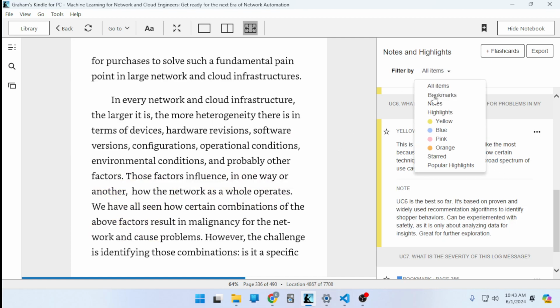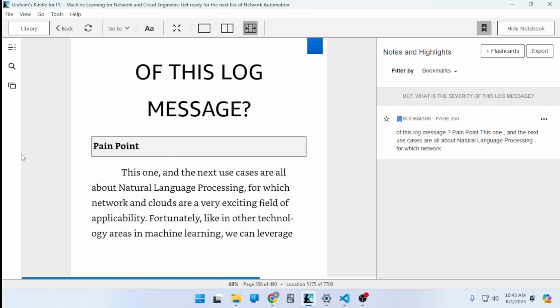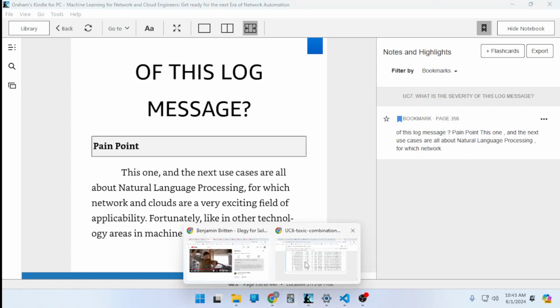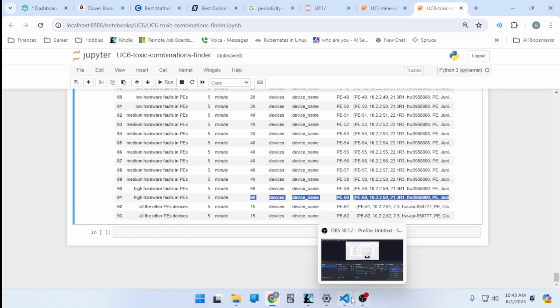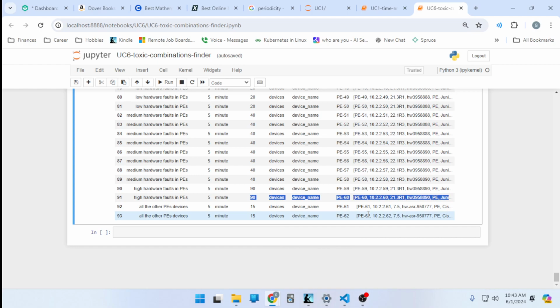So let's go back to my bookmark. And yep, so this is use case 7. Let's take a final look at the notebook. Notebook is all good. So yeah, that's it for this video. Yeah, best use case so far. Can definitely apply this. Can even probably apply it in production. I mean, don't ruin anything, but yeah, if you can find some data to analyze, get really good with this.